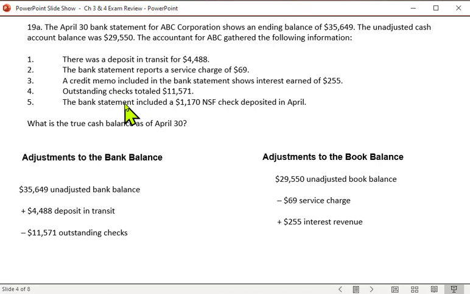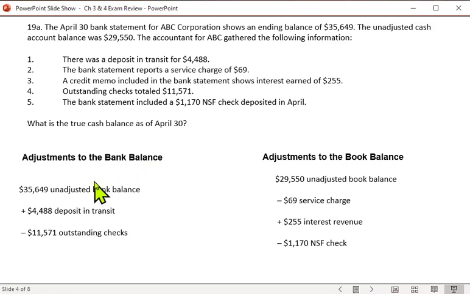And then last but not least, we've got the bank statement includes a $1,170 NSF check. NSF means non-sufficient funds, means somebody gave you a check and had no money behind it. So you don't know about it until you open up your bank statement. So therefore you want to deduct it from the book side, right?